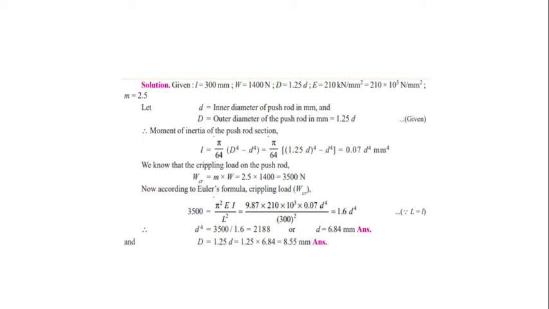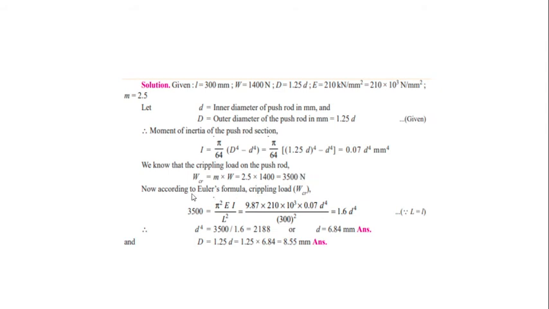Next I am going to find the crippling load. The crippling load of the push rod is given by m into capital letter W. The suffix here is crippling, and W indicates load. Crippling load equals factor of safety into load. The factor of safety value is given as 2.5 and the load value W is given as 1400. So just substitute and get the value. We know that load is represented in terms of Newton.